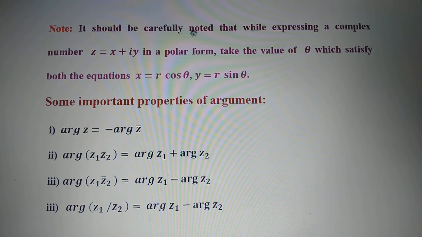Now it should be carefully noted that while expressing a complex number z equals x plus iy in polar form, that is, in the form of r and theta, we require r and theta. So r can be obtained from the formula under root x square plus y square. Okay, so what is the polar form of the complex number z?